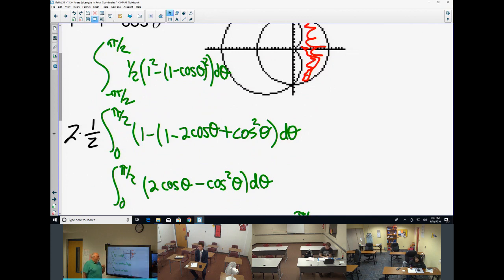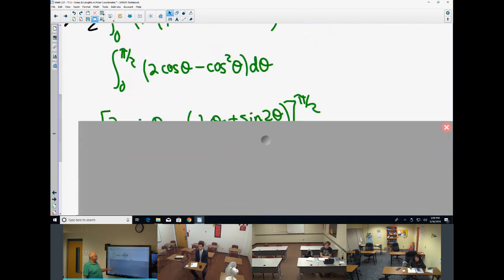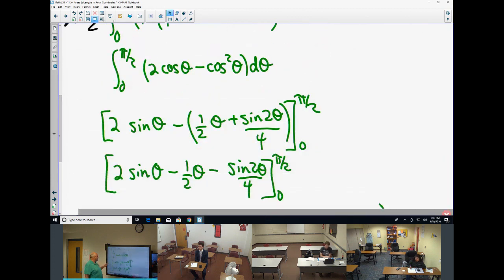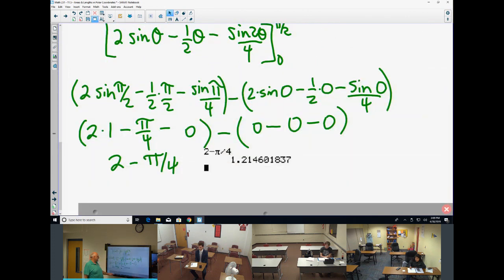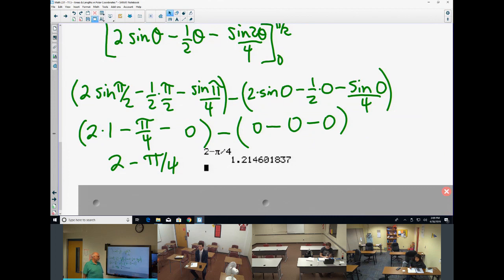Now, once again, you can keep going and integrate by hand. But if you do it, it takes a few steps, but you end up getting 2 minus pi fourths, or 1.215. Okay, is your answer.